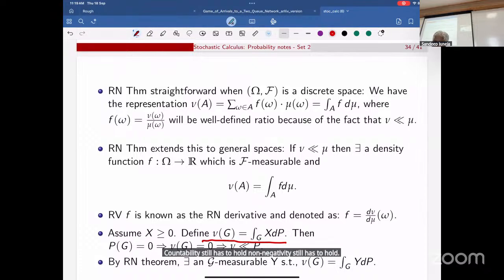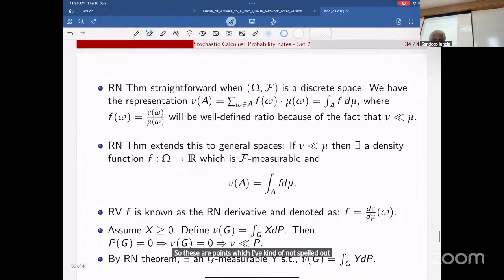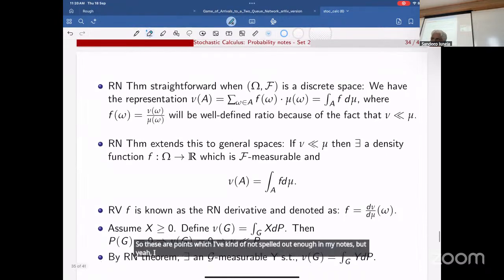Okay? But the Radon-Nikodym theorem is about two measures, nu and mu. And when we defined the Radon-Nikodym theorem, we didn't assume that nu and mu were probability measures. We allowed them to be general. So these are points which I've not spelled out enough in my notes, but I hope they're clear.